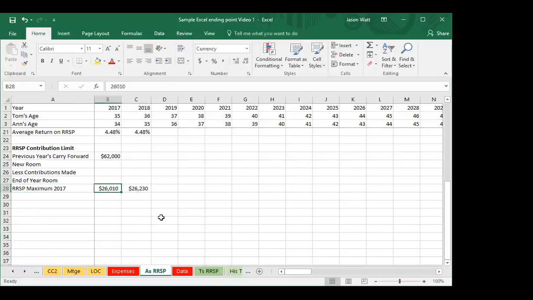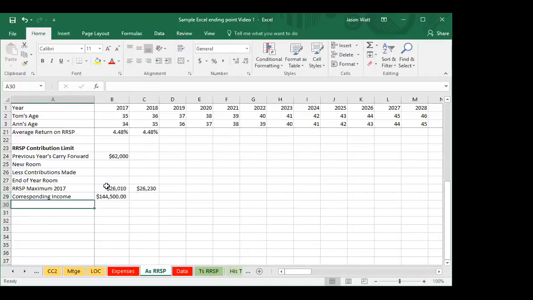So I've got 26,010, and that corresponds to, if you wanted to do this, and again, it depends how much math you want to do here. The nice thing about Excel is it's going to do so much of the math for us. That's just 18% of $144,500.